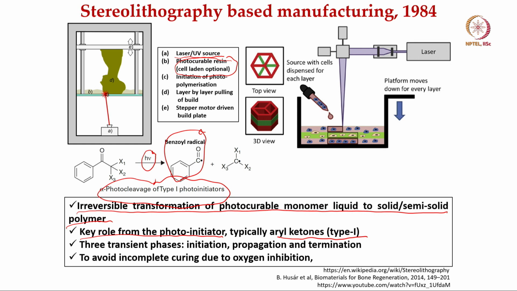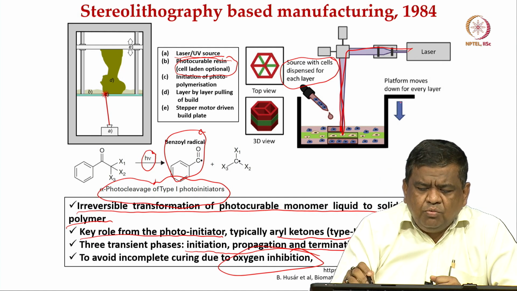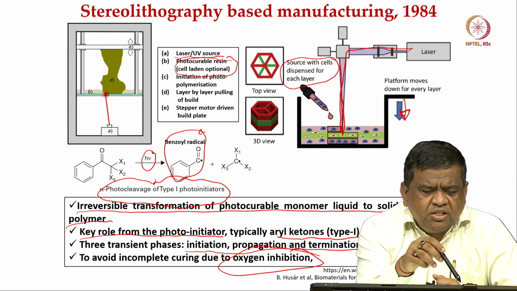There are 3 different transient stages: initiation, propagation, and termination, and we also avoid oxygen inhibition. In this particular case you can see that the laser beam is being focused on a UV photocurable resin, and if required, biological cells also can be transferred during this process. The platform moves down for every layer, and this is where the entire process is described.